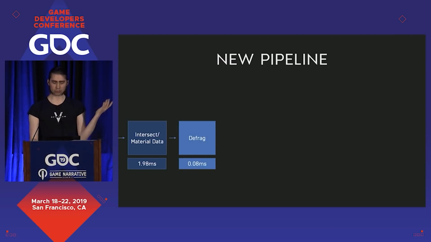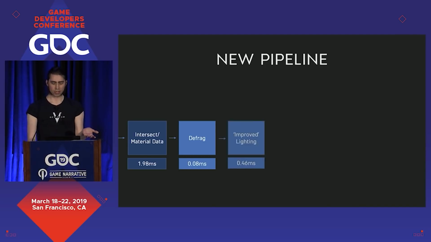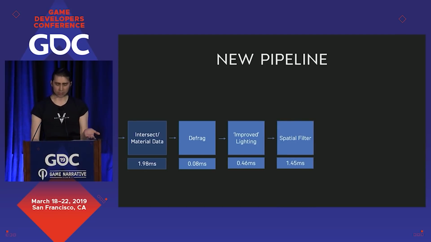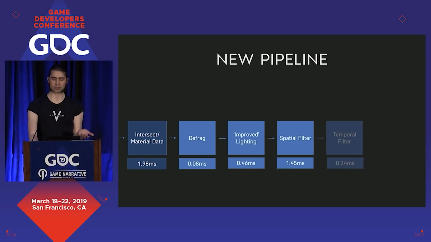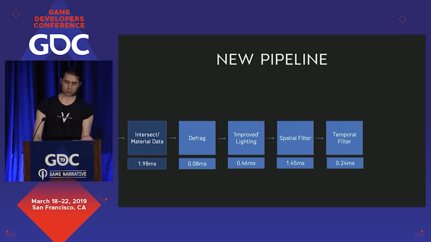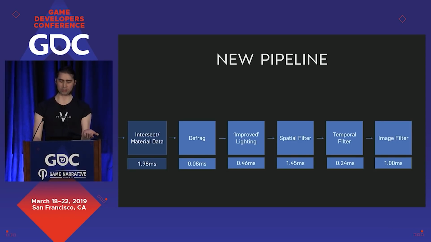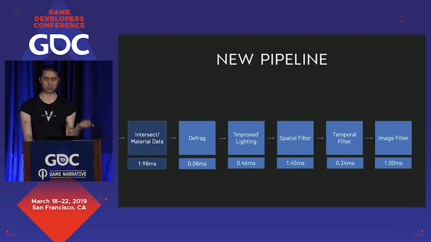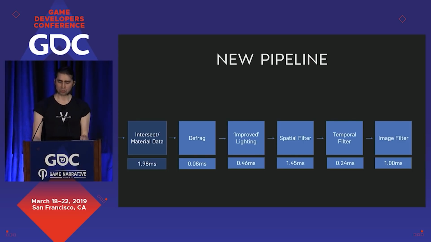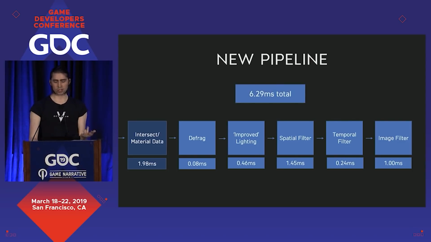Then we defrag the result to improve the lighting. That takes about 0.08 milliseconds. Our improved lighting takes about 0.46 milliseconds. Then come the expensive passes: our spatial filtering at about 1.5 milliseconds, the temporal filter at about 2.4 milliseconds, and the image filter takes about another 1 millisecond. That one could easily be improved; I think the way we're doing our Gaussian is really bad right now. In total, it takes about 6.3 milliseconds for our entire ray tracing pipeline.